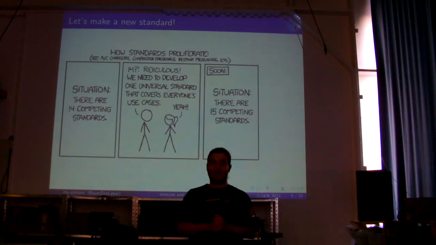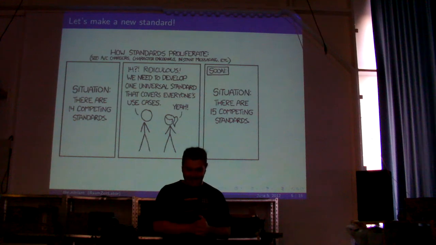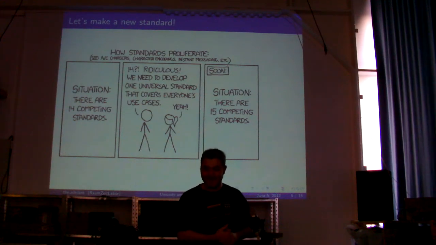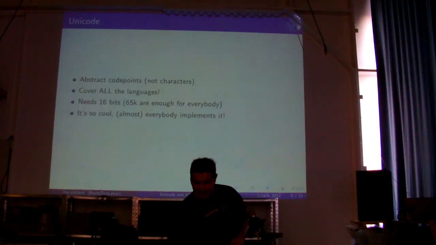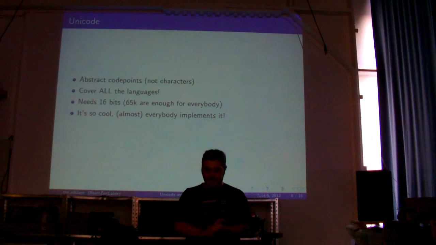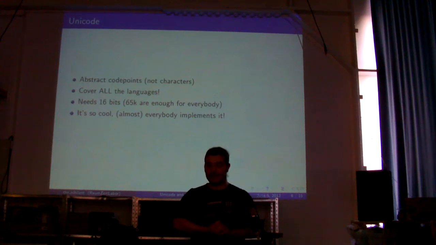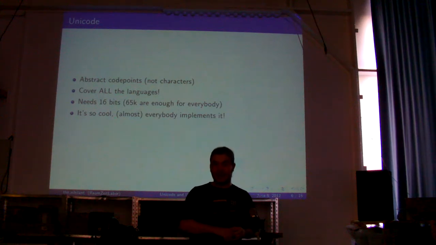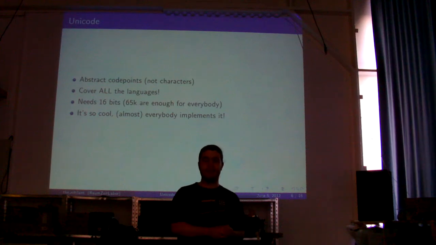So, yeah. Let's make a new standard, right? Let's make a new standard that covers everyone's use cases. So they invented Unicode. The idea is, okay, let's represent abstract characters with abstract numbers. Let's cover all the languages. Oh yeah, 16 bits are enough, right?